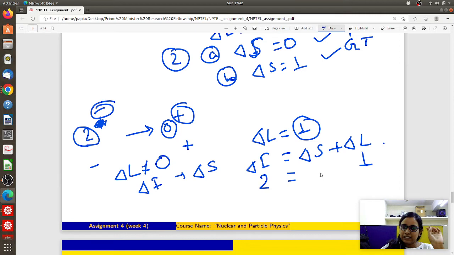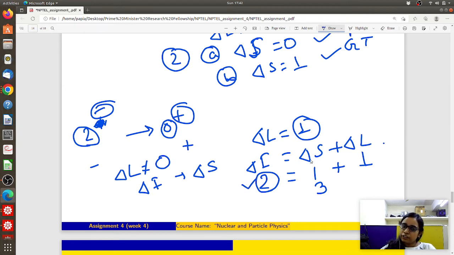So it is a vector sum, that means it has a value from mod of delta S minus delta L to mod of delta S plus delta L. So let's say it is a value of 1. That means it can give a 2 value, or if it is a 3, then also it can give a 2 value.